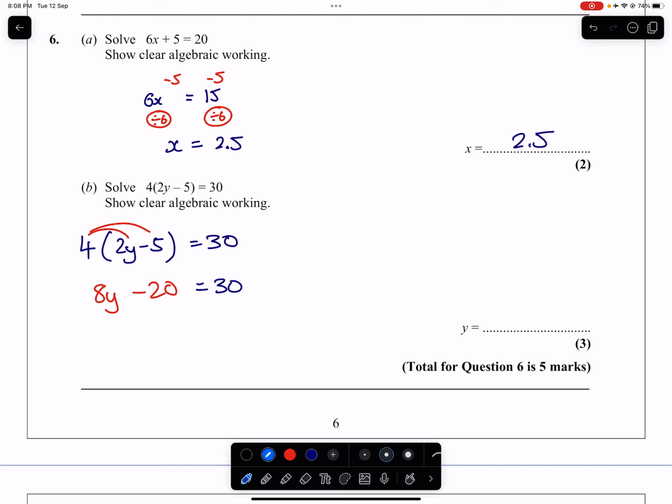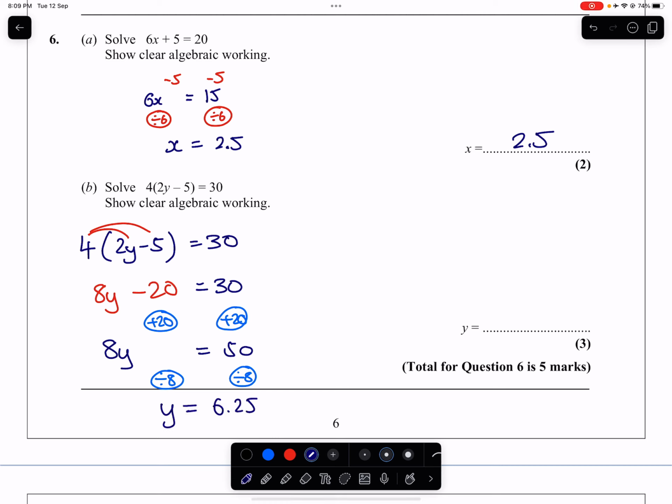And then similar to the last question, you're trying to get this letter on its own, so you're trying to get rid of the sums that are with it. Plus 20 on both sides is the first step you would take, leaving us with 8y and a 50 on the right. And then we're going to divide both sides by 8. Oh, 50 disappeared. Divide both sides by 8, and 50 divided by 8 will give us 6.25.